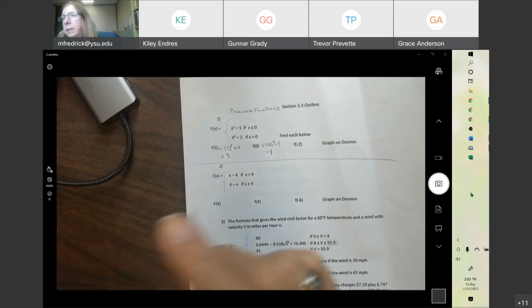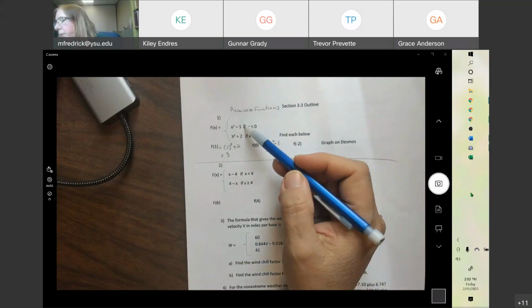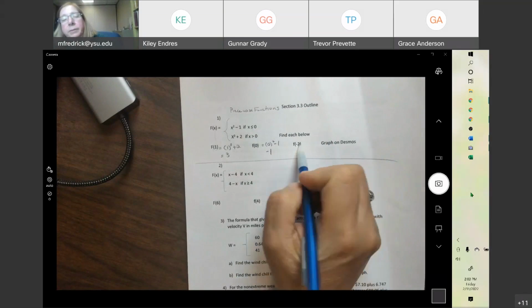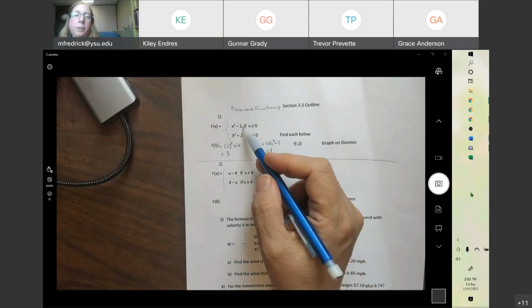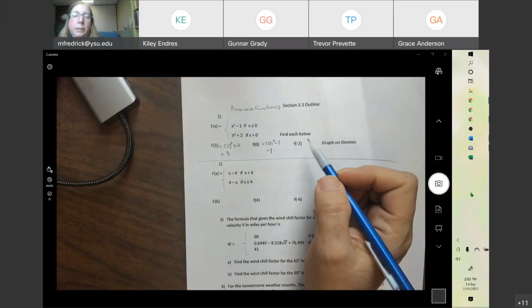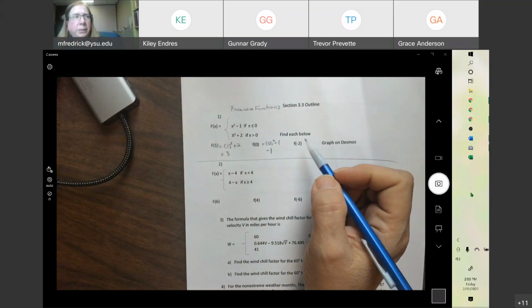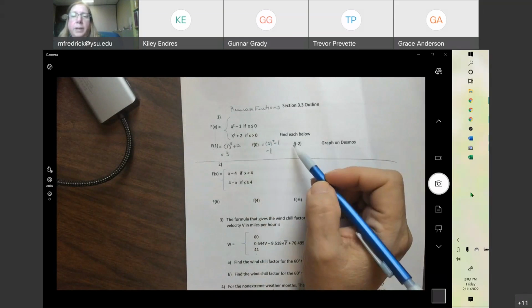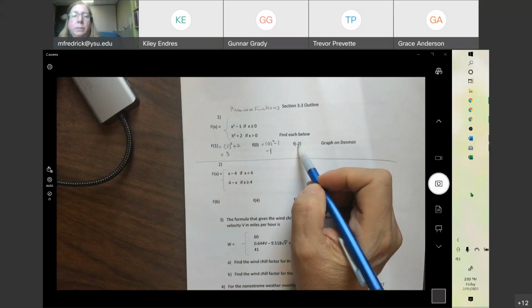The biggest mistake on a test is that you forget to use this. So for -2, would we use the top row or the bottom row? And if you don't want to unmute, then just type it in the chat. So top or bottom for x equals -2. Anyone?